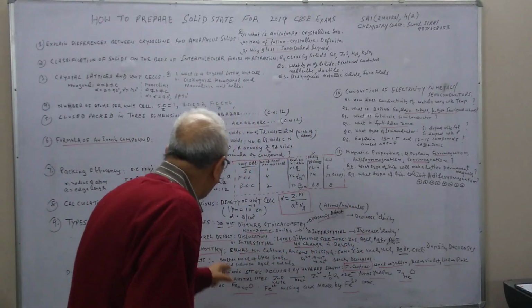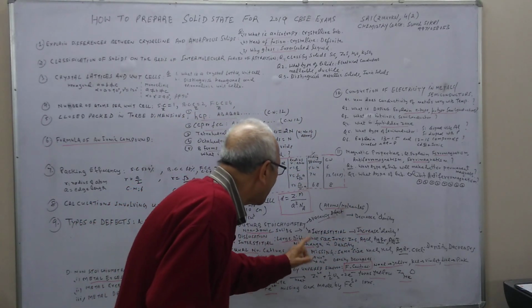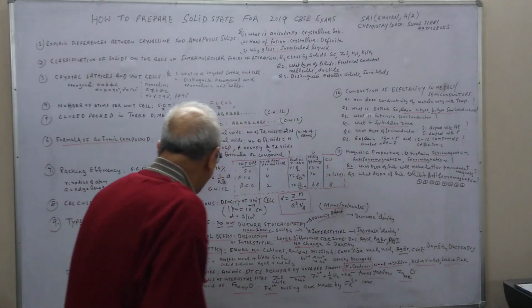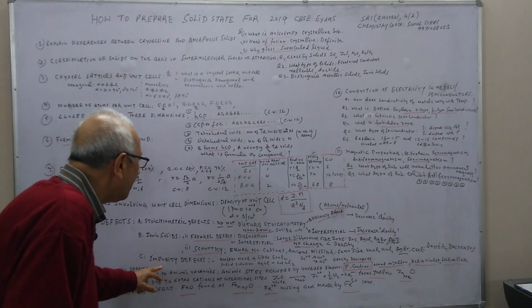But in terms of Schottky defect, an equal number of cations and anions are missing, and the cations and anions are the same size, so density will decrease. Very important question. And then there is an impurity defect.